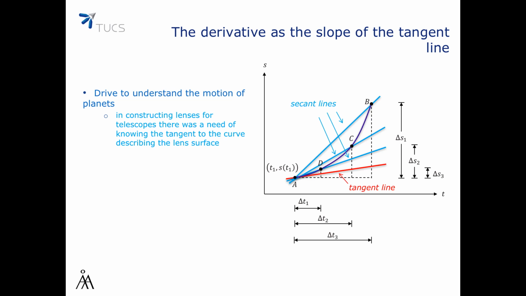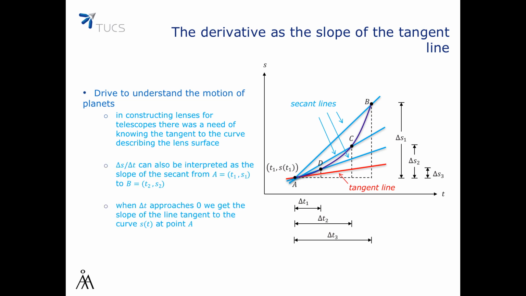Remember that the studies that led to the development of differential equations were motivated by the drive to understand planet motion. In particular, when constructing lenses for the telescopes, there was a need to know the tangent to the curve describing the lens surface. If we look at the shape of a lens, we can see that the difference delta S over delta t that we looked at before can also be interpreted as the slope of this blue line in this figure that goes through the 2 points A and B. The line is called a secant.